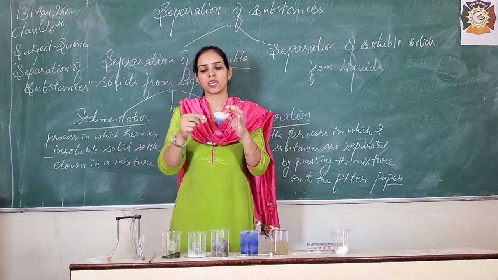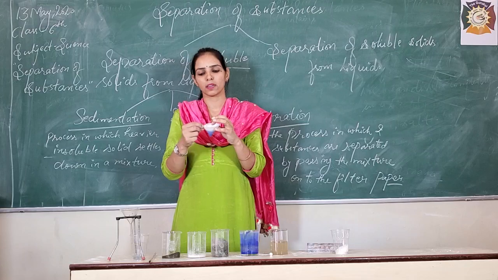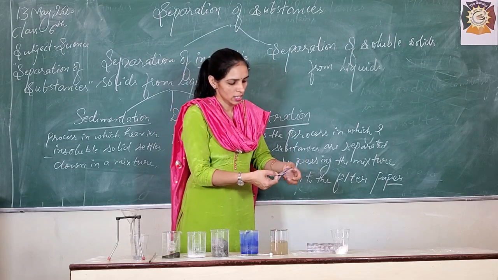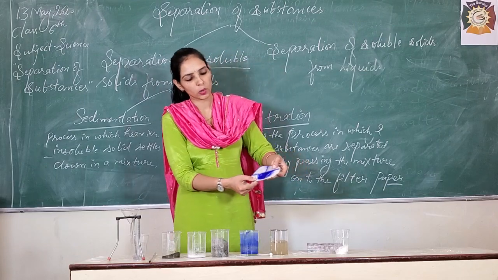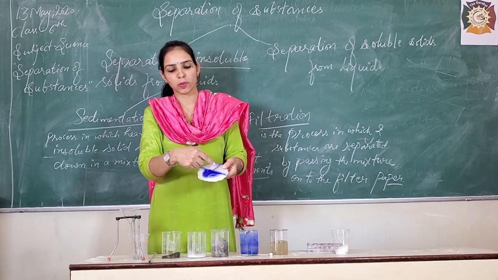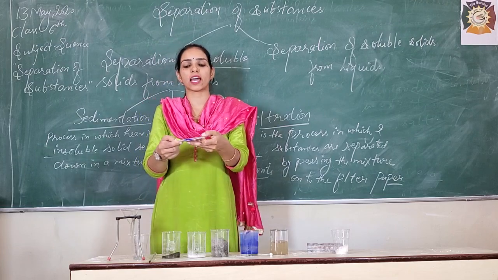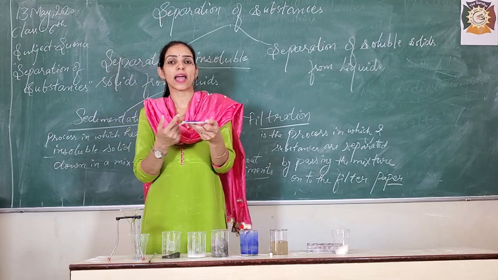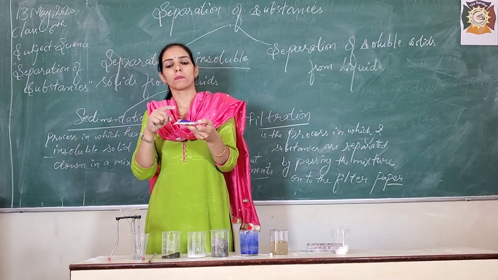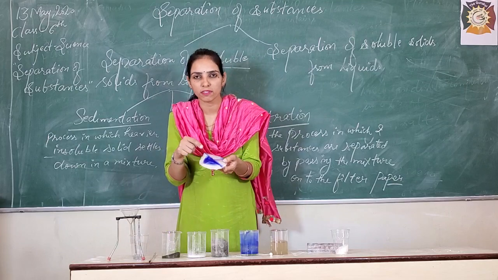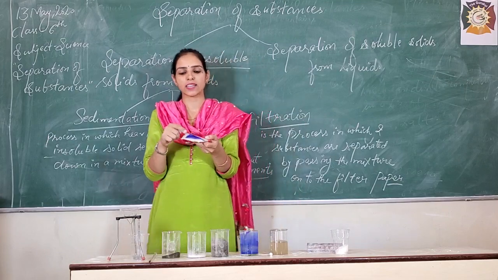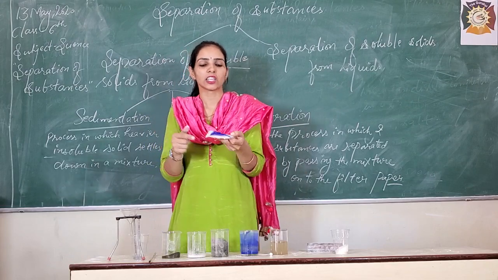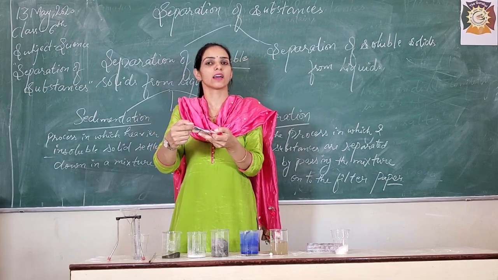As you can see, in this filter paper, when I open all the folded sides, you can see the blue dye, right? This blue dye is there on the filter paper. Why is it there on the filter paper? Why has it not come along with water? Because the size of this insoluble solid was larger than the holes of this filter paper, right?